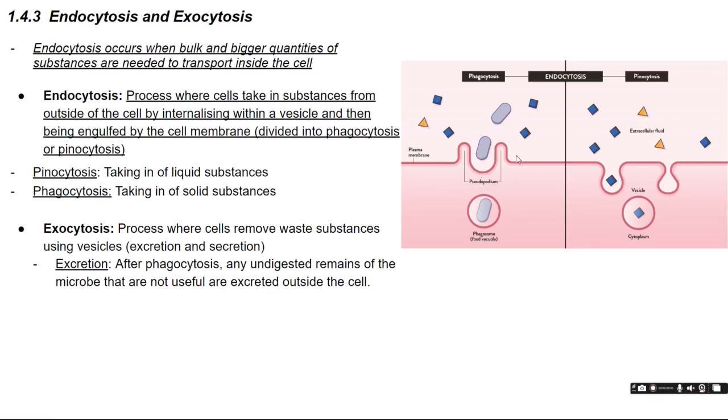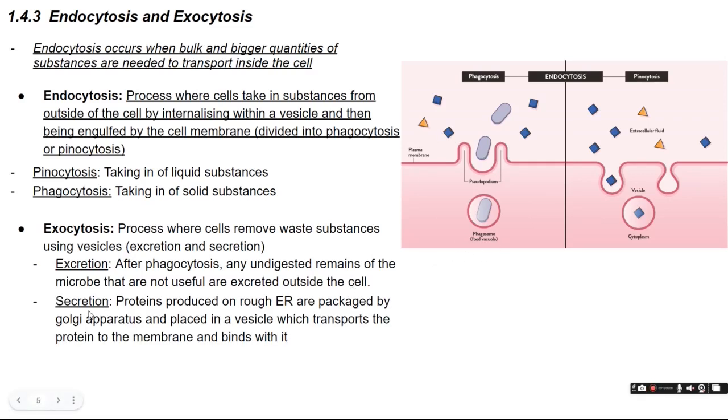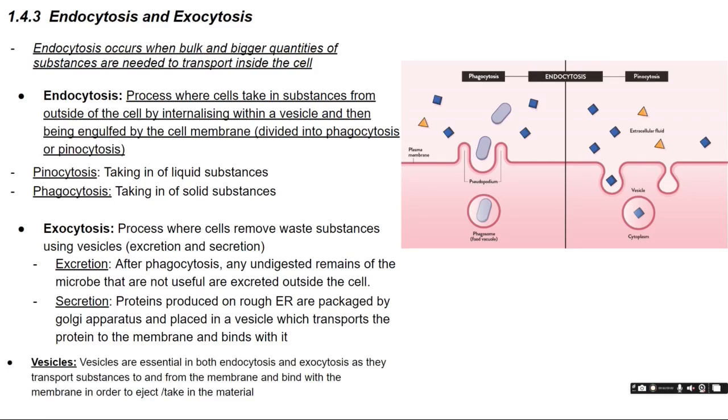So it's the complete opposite of endocytosis, as we see here. The second type would be secretion, which, unlike excretion, is only for proteins. Proteins that are produced on the rough ER are packaged and placed in a vesicle, sort of like this, which transports the protein to the membrane right here and binds with it to release the proteins outside. And this is all possible thanks to vesicles, which are essential in both endocytosis and exocytosis, as they transport substances to and from the membrane right here and bind with the membrane in order to eject or take in material. That is it for topic 1.4.